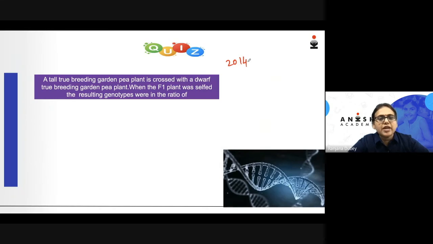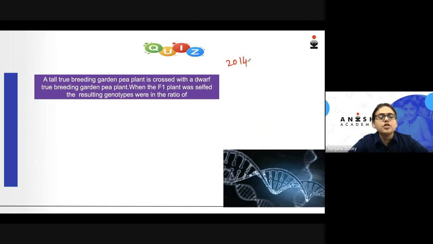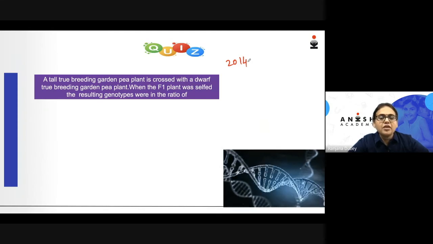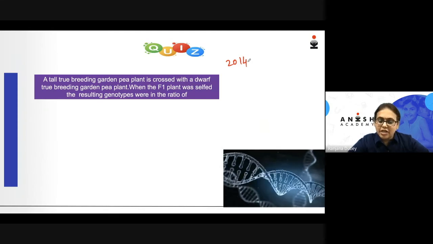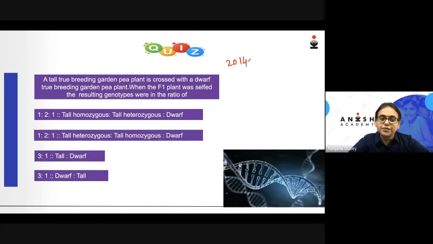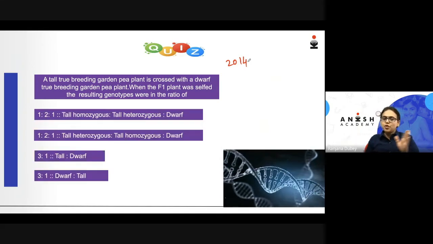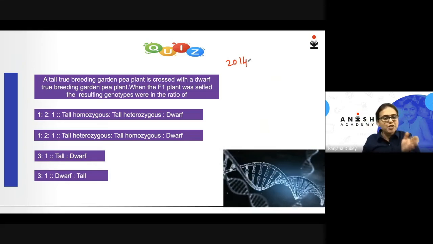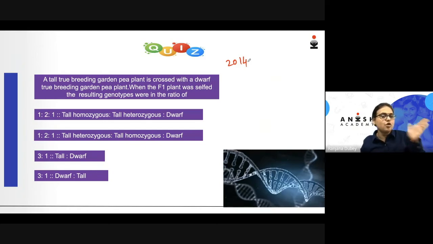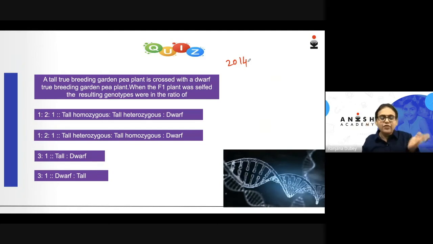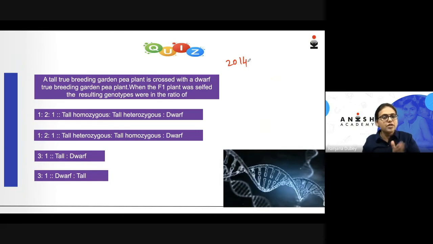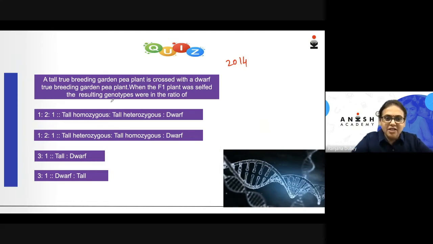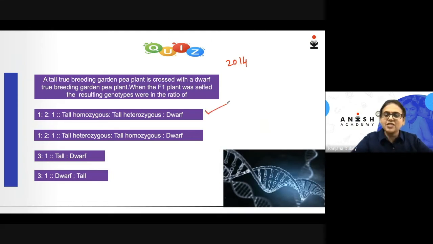A tall true breeding garden pea plant is crossed with a dwarf true breeding garden pea plant. When the F1 plant was selfed, the resulting genotypes were in the ratio of the following: 1 is to 2 is to 1, tall homozygous, heterozygous, and dwarf; 1 is to 2 is to 1, tall heterozygous, tall homozygous, and dwarf; 3 is to 1, tall and dwarf; 3 is to 1, dwarf and tall. So don't get confused. The answer for this question is the first one.